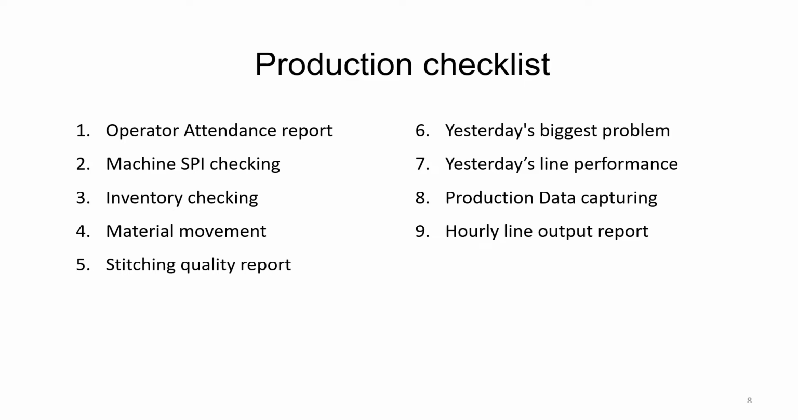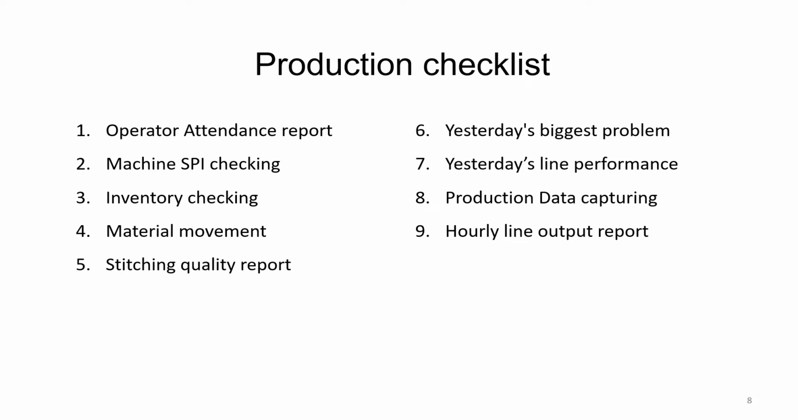So production data capturing is what is being produced and how much, and the hourly line output report is how much output is being done in every hour. Now, when we say output report, we are looking at the overlock machine or the single needle lock stitch machine, or how much of buttoning has been done and things like that. So production data capturing is how many garments are produced every hour, and the hourly line output report is when we look at which machine is producing how much every hour.